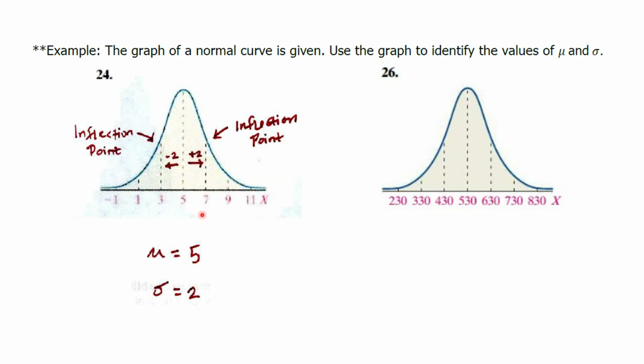For our next one, our line of symmetry here is going to be 530. So now to determine the standard deviation, we are going to subtract either 530 from 630, or we'll take 530 minus 430 to find our standard deviation, which is 100.